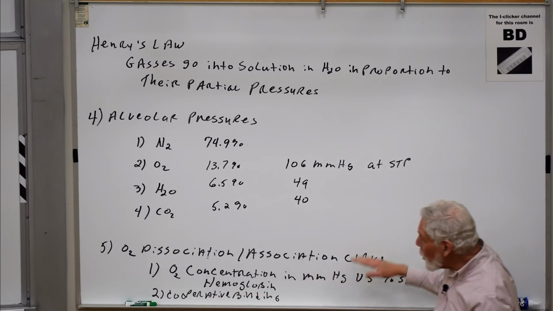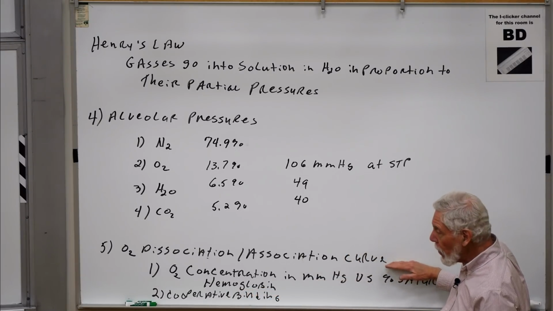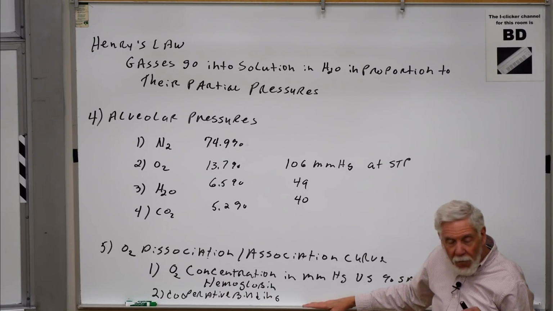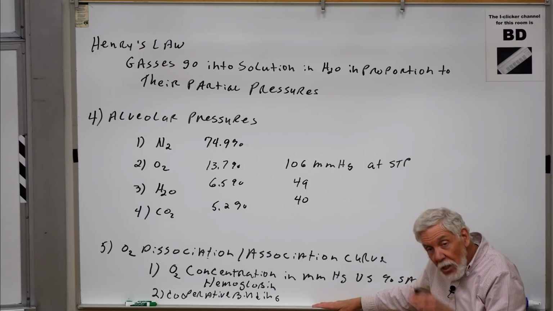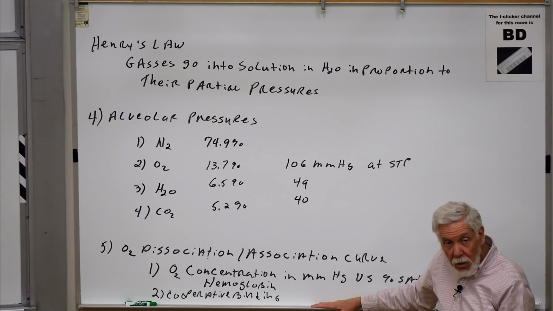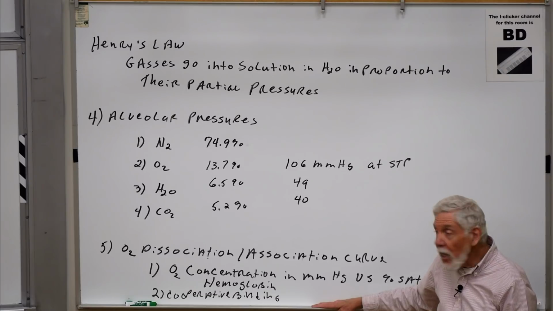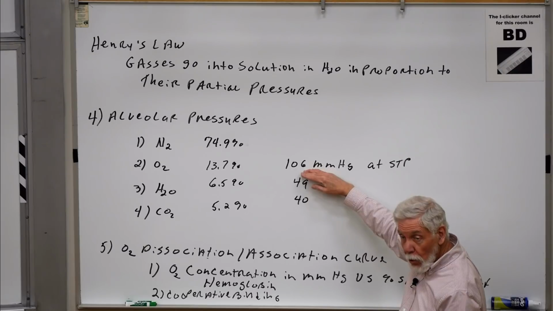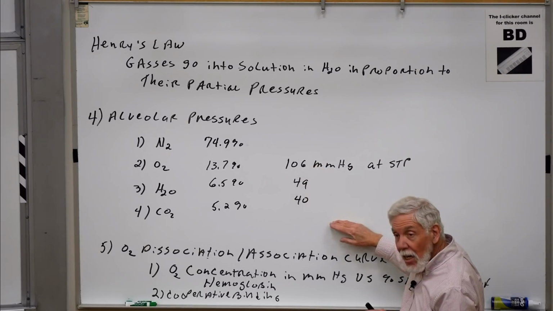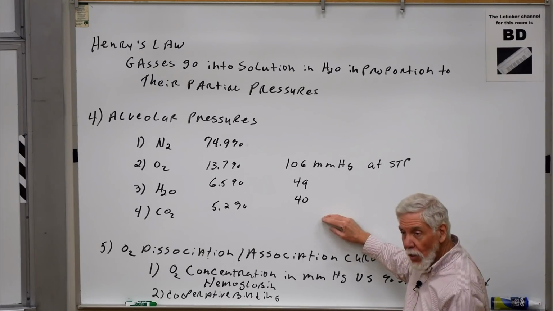Then finally, we'll finish with this discussion of an oxygen dissociation or association curve. What we're going to do is draw a very simple curve. We're going to plot the percent saturation of hemoglobin versus the partial pressure of oxygen. And we're going to find that once we get up into the neighborhood of about 100 millimeters of mercury, the hemoglobin molecules, the iron in the hemoglobin molecules, is fully saturated.